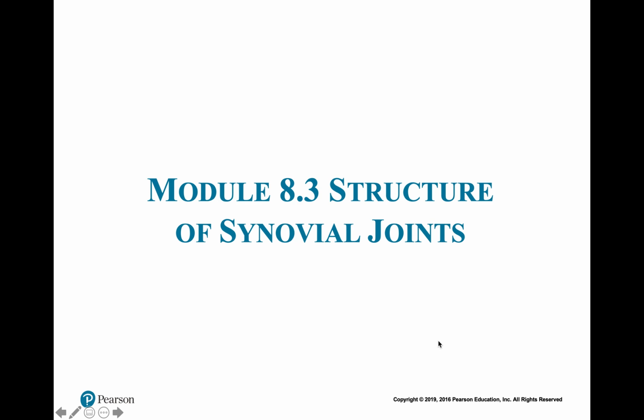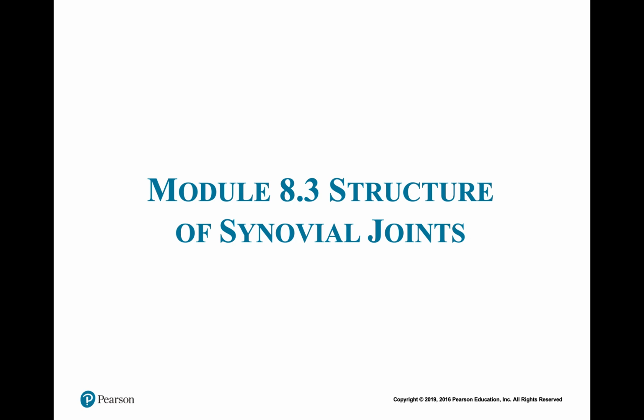Now we're going to talk about the structure of synovial joints. This is our third classification based on structure. Remember, we talked about fibrous, then cartilaginous, and now we have synovial joints. All synovial joints can be classified as diarthrotic joints based on function because they are freely movable joints. They're called synovial joints because of the presence of a synovial membrane and a joint cavity. That's what makes them freely movable.